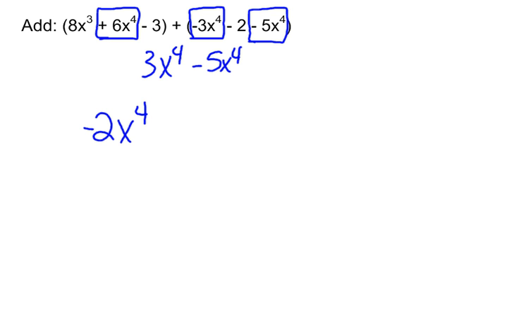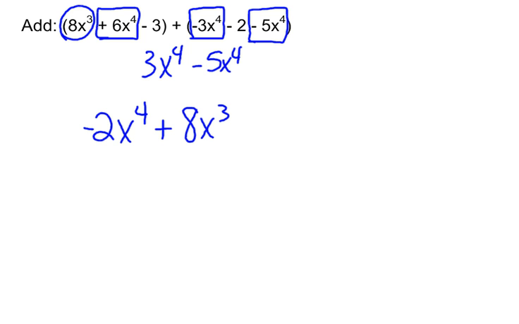So when I combine those, and I'm combining those first because they have the largest exponent, I get negative 2x to the fourth. Now I go back and I look at my 8x to the third because that has the next highest exponent. As I look through this problem, I don't see any other terms that have x to the third, so I just bring that down, plus 8x to the third.